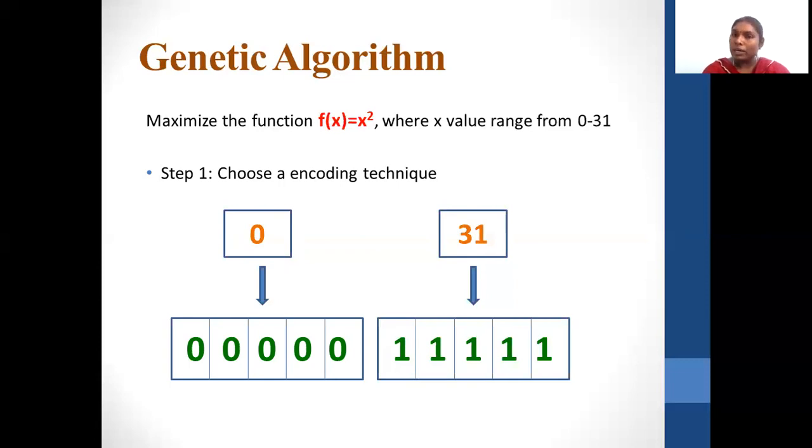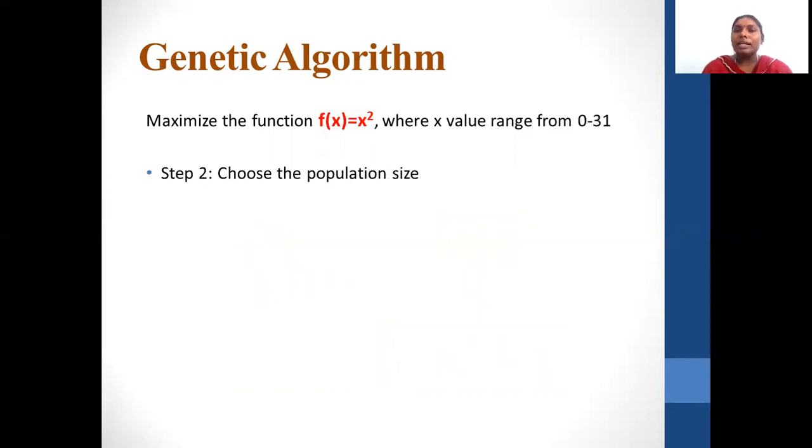I have chosen the encoding type, and that encoding type here I have taken as the binary encoding type, and this is the structure for it, a 5-bit value. So this is called binary encoding. And the second step, as I told you, is that we need to choose the population size that we are going to operate on at a single time. The population size here I have taken as 4.